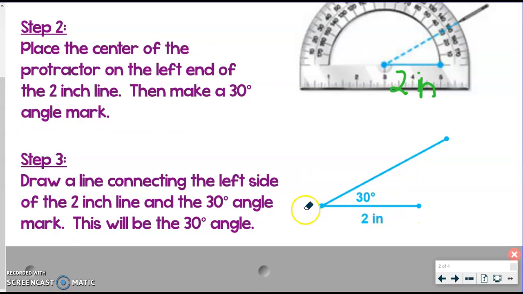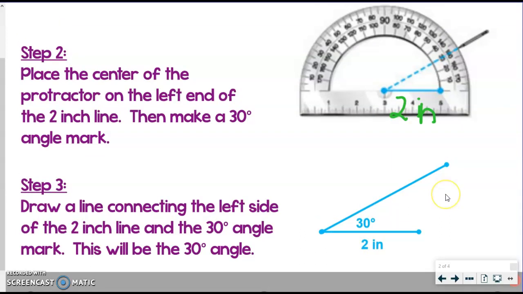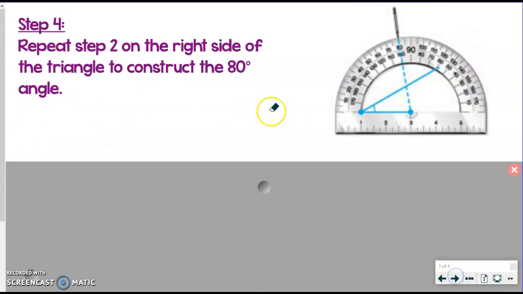We've got our 2-inch line, and we drew our 30-degree angle. Again, if it's hard for you to visualize this because you don't have one in front of you, that's okay. I'm just exposing you to this so you've seen it at the very least, okay? So then we need to also draw our 80-degree angle for the other side. Because that was the other constraint they gave us.